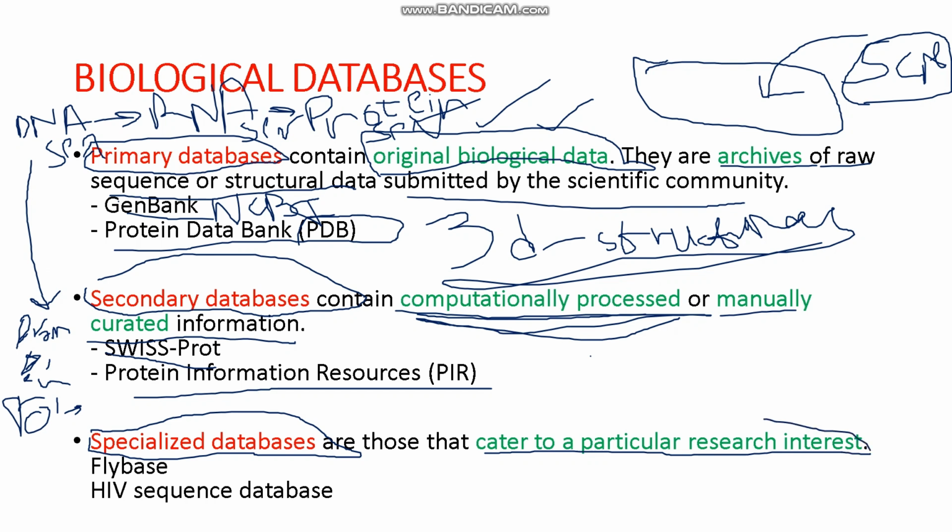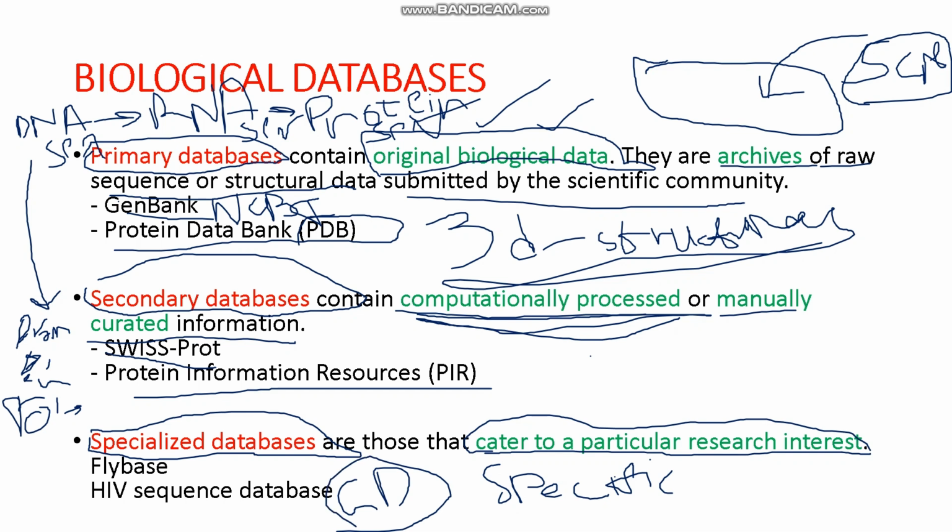In the specialized databases, we are very specific. Maybe it is about genetic diseases, a genetic diseases database. It may be about cancer. It may be about HIV. It may be about molecular diagnostics. Sorry, it may be about breast cancers. There are different types of databases that specifically cater to a particular section.